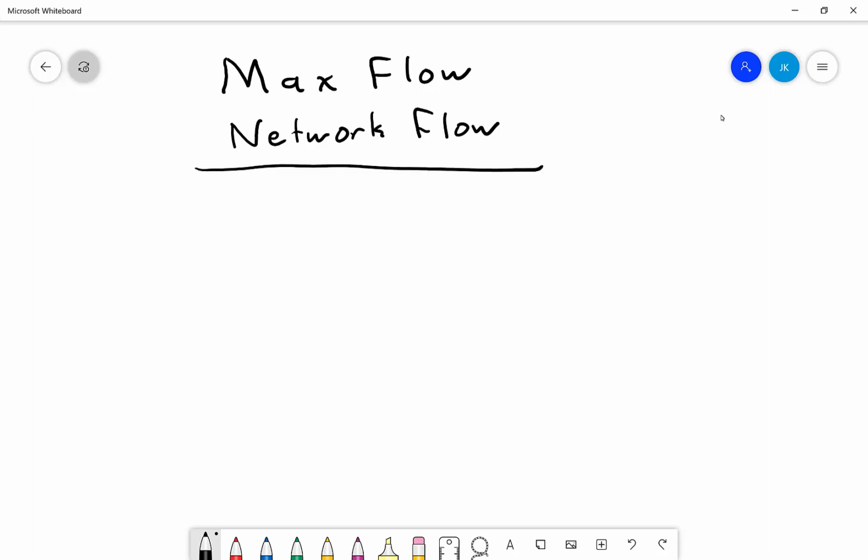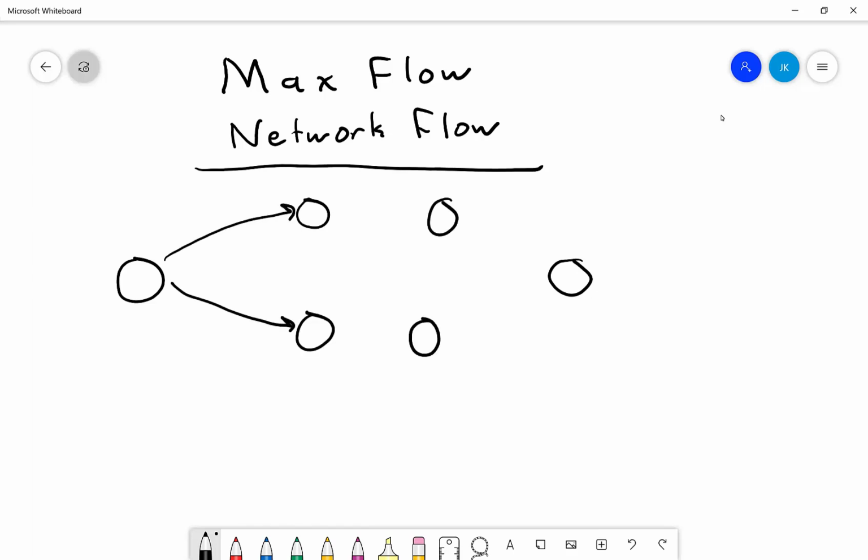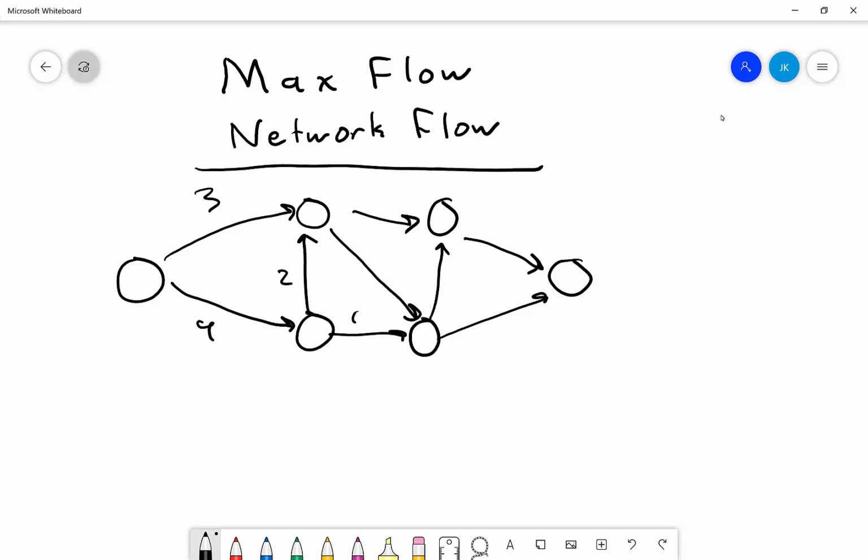But just to get the basic idea of what's going on, we will have a source, which I'll usually write over here on the left, and a sink, which I'll usually write over on the right. There will be some set of nodes in the graph in between, and there will be edges between the various nodes in various directions. Each of these edges might have a capacity associated with it. So for instance, 3, 4, 2, 1, 1, 2, 3, 4, 1.